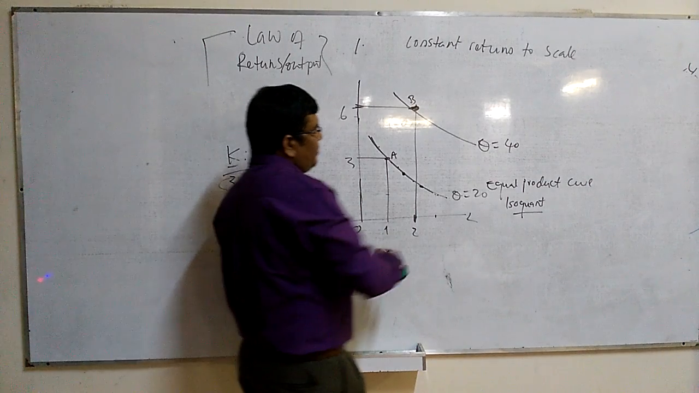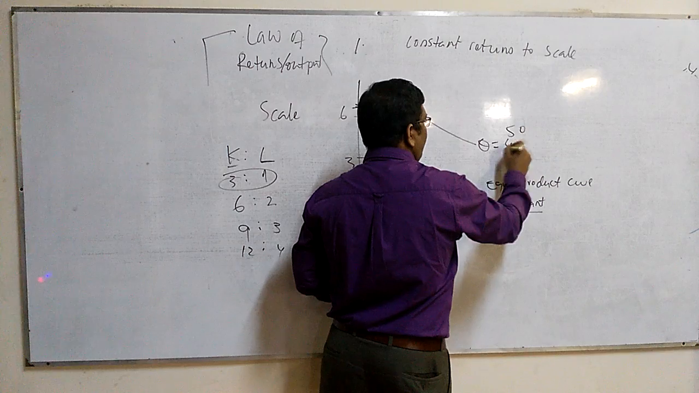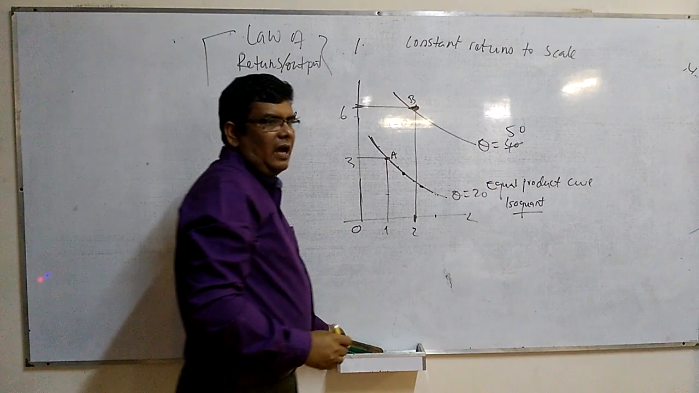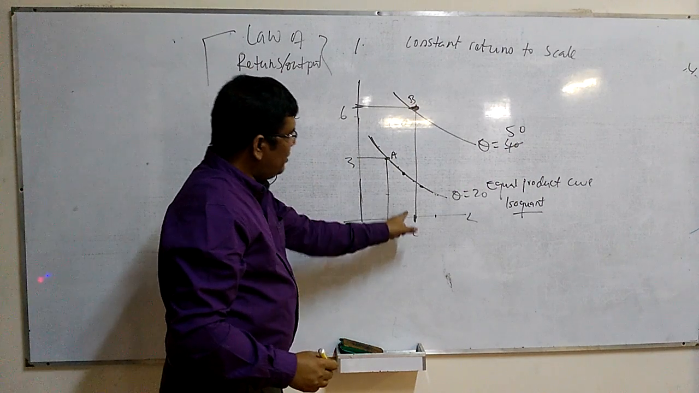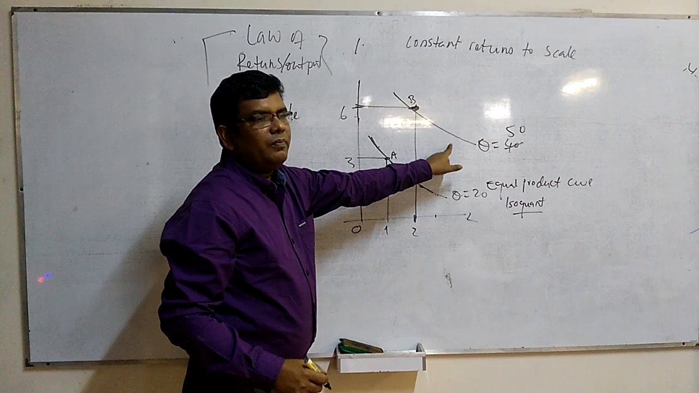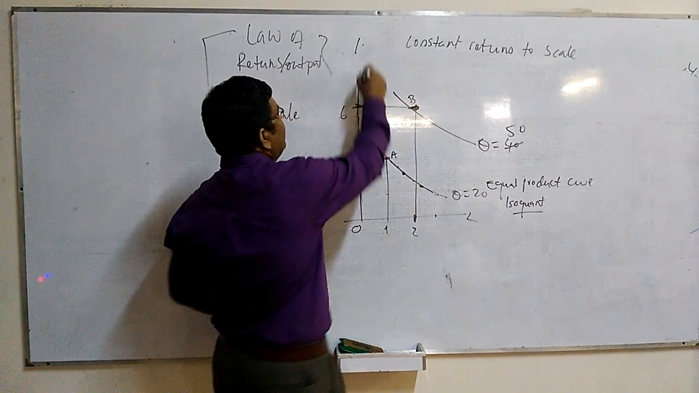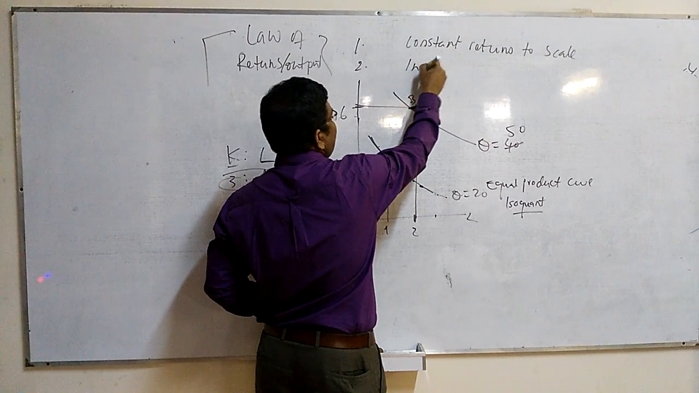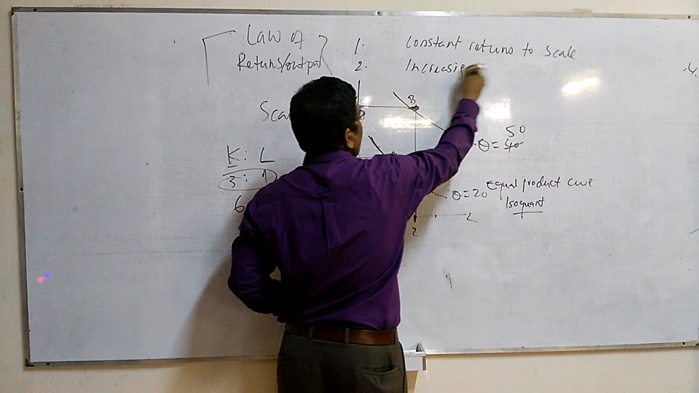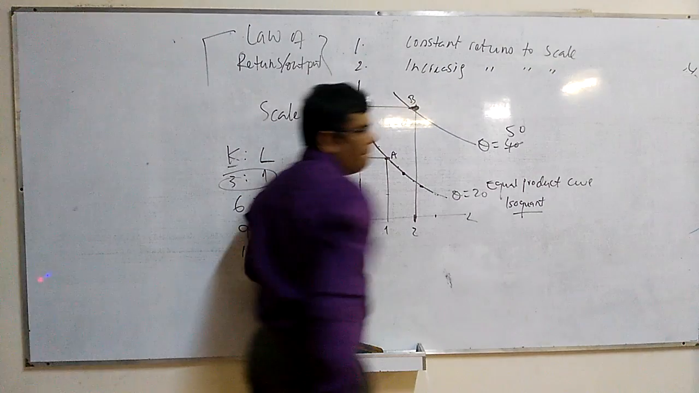But if it becomes, for example, 50, if I double the input and output became more than double, this situation is called increasing returns to scale.